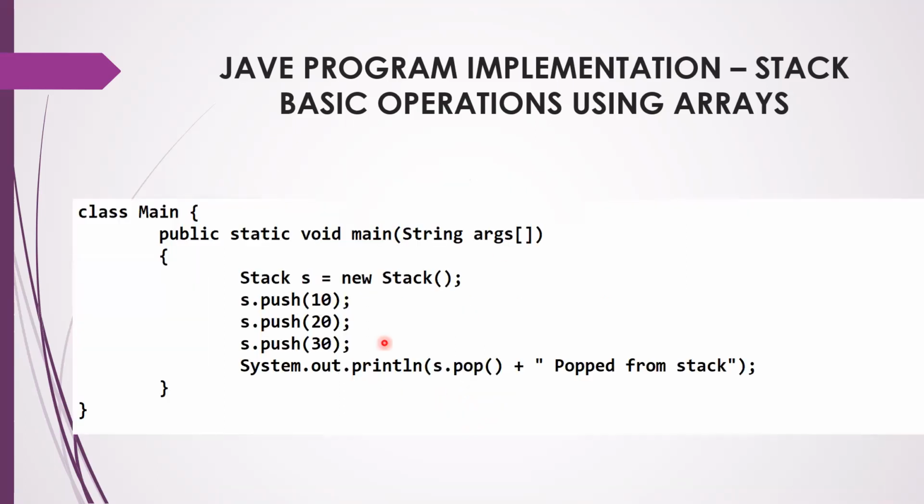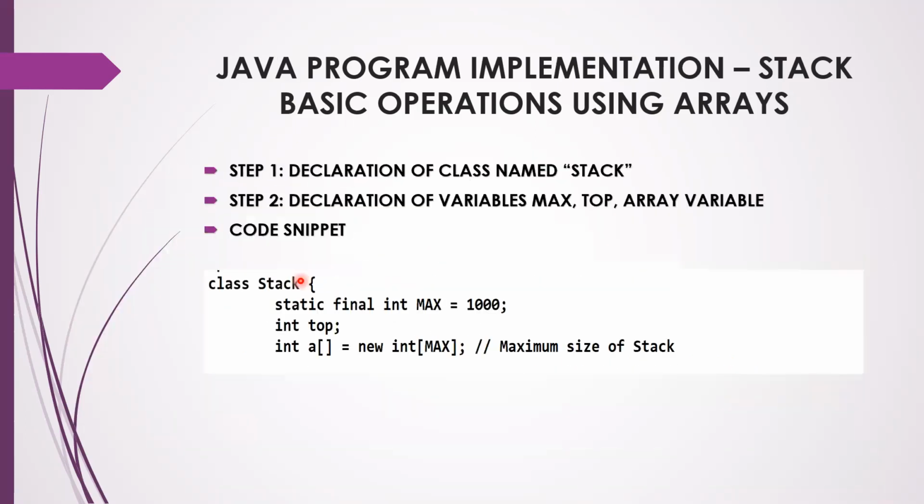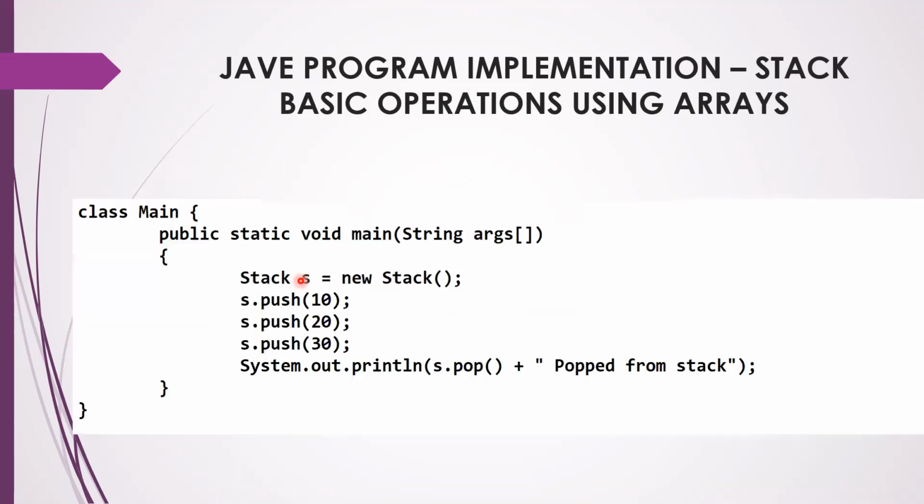So this is a main function. Now my class name is stack. So I've created a stack object, new stack constructor. And with the object, I'm using the push operation alone, 10, 20, 30. And you can pop one element popped from stack. Okay. So first you run this and see.